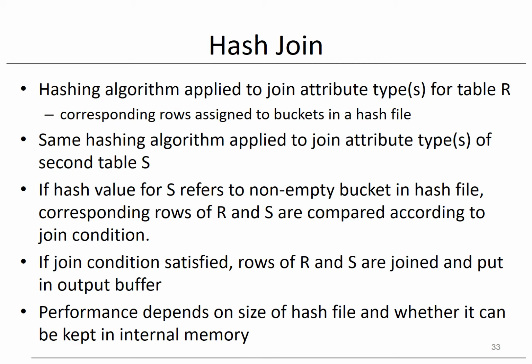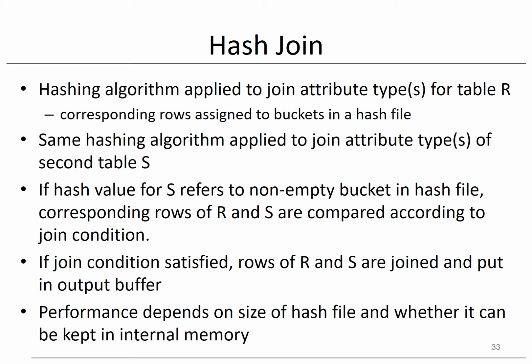Finally, with a hash join, a hashing algorithm is applied to the values of the attribute types involved in the join condition for table R. Based on the resulting hash values, the corresponding rows are assigned to buckets in a hash file. The same hashing algorithm is then applied to the join attribute types of the second table S. If a hash value for S refers to a non-empty bucket in the hash file, the corresponding rows of R and S are compared according to the join condition. If the join condition is satisfied, the rows of R and S are joined and put in the output buffer.